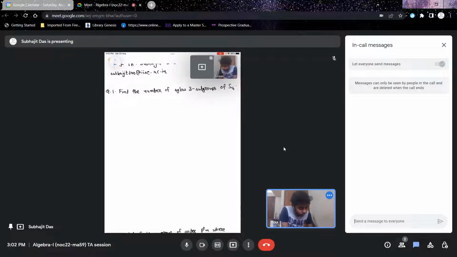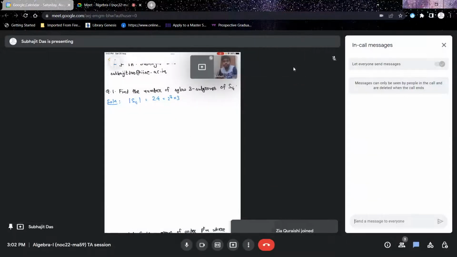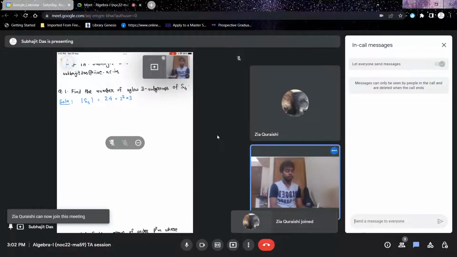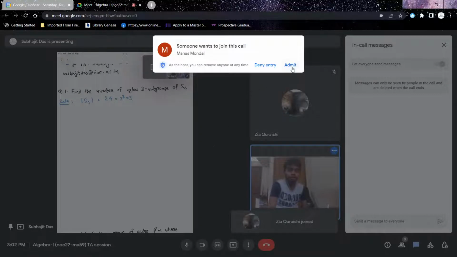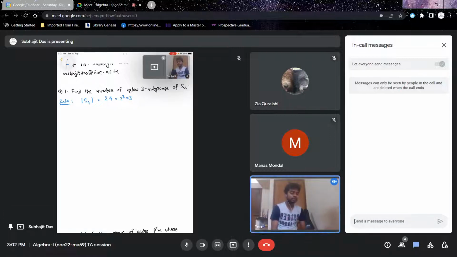First of all, you are aware of the cardinality of S4, right? S4 is a group with precisely 24 elements, which is 2 cube times 3. You are asked to find the number of Sylow 3 subgroups of S4, so any Sylow 3 subgroup of S4 will have order 3. So we need to find out the number of Sylow 3 subgroups.